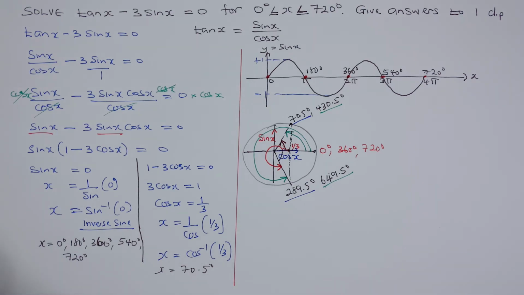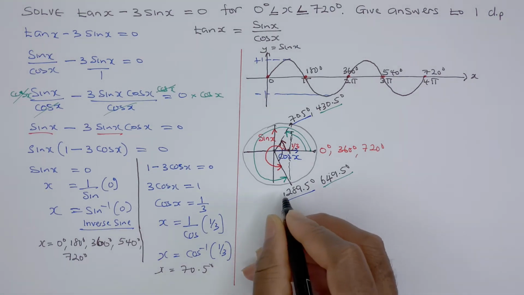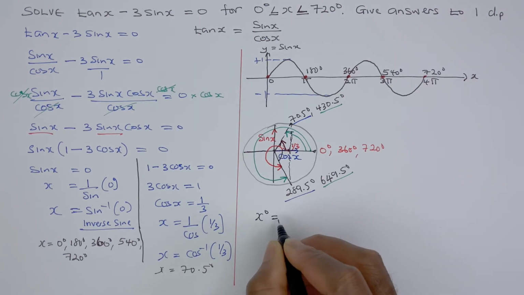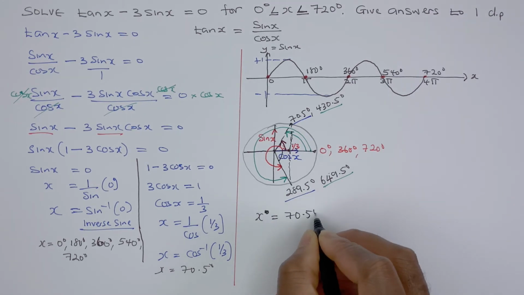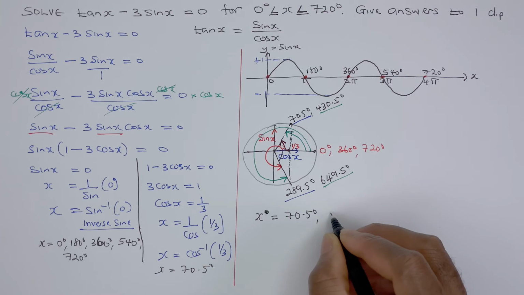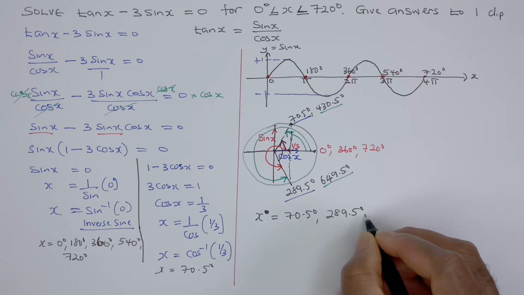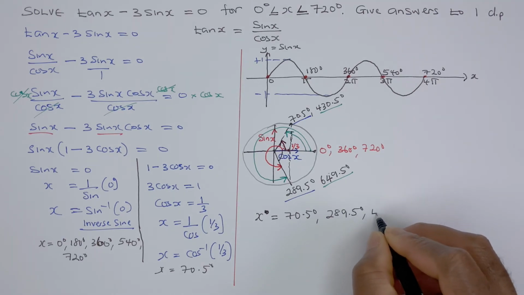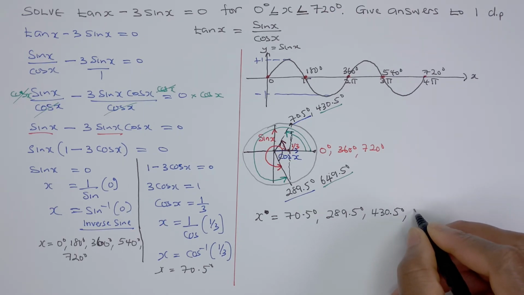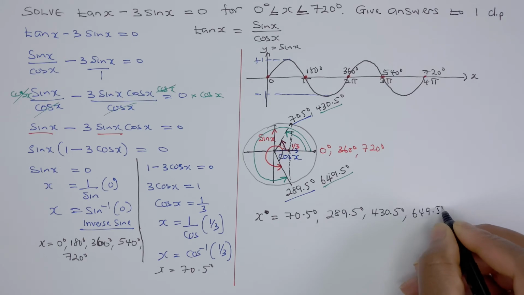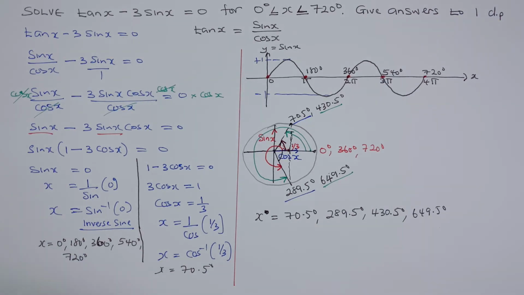And the x values for the cos will be x equal to 70.5 degrees, and then 289.5 degrees, and then 430.5 degrees, and then 649.5 degrees.